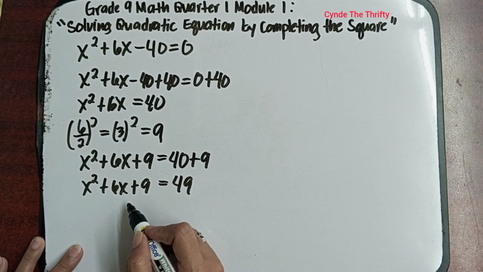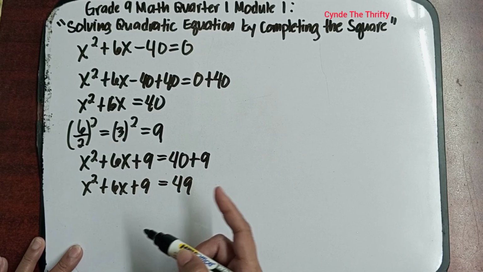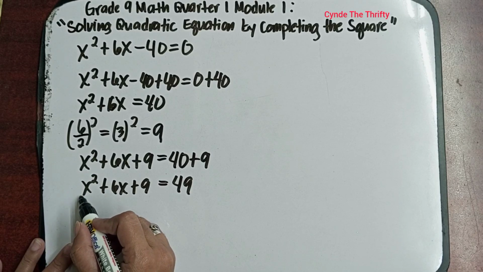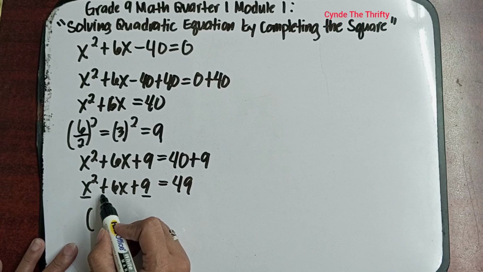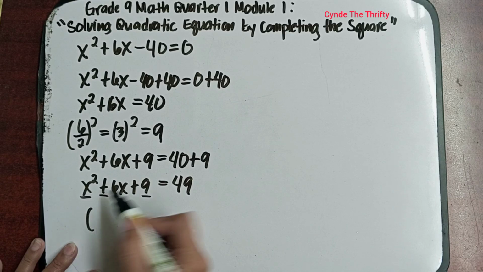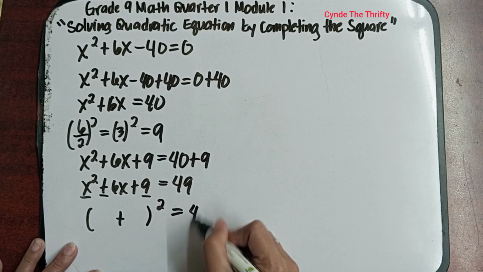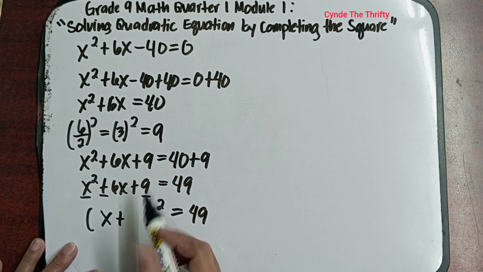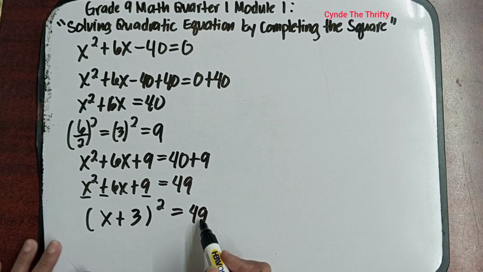Ang next step natin, ang ating equation is i-express natin siya as a square of binomial. So, kukunin natin ang square root ng ating A at ng ating C. Okay? And titingnan natin ang sign ng nasa gitna. So, positive ang ilagay natin dito. Ayan, 49. So, ang square root ni x squared is x. Ang square root ni 9 is 3. Okay? So, ito na yung square of a binomial natin. X plus 3 squared is equal to 49.